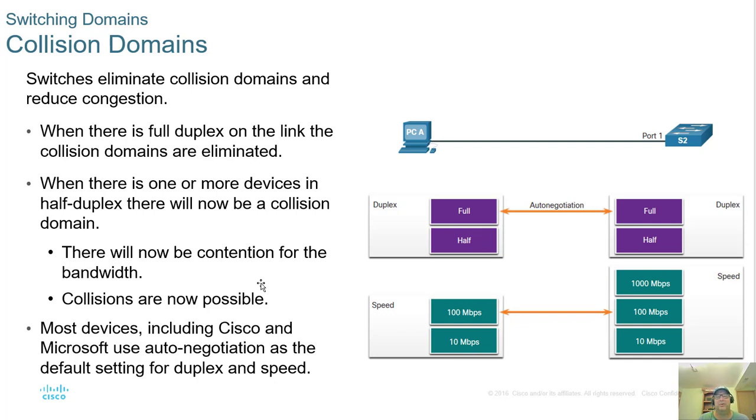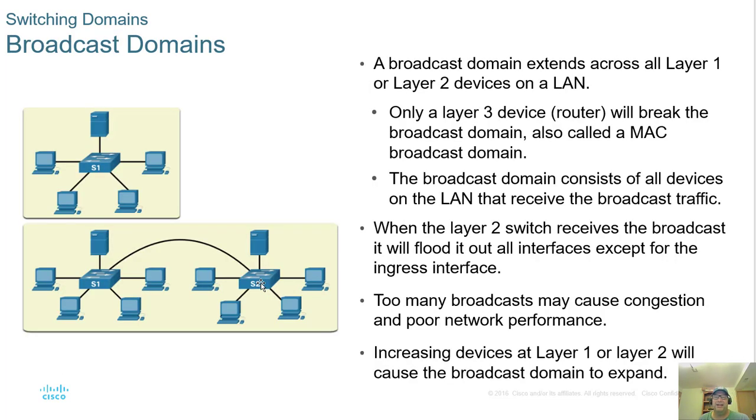So every device is in what's called its own collision domain. If you wanted to count how many collision domains there were connected to a switch, just count the number of cables coming out of the switch. That's how many collision domains there are. The other thing that they want to talk about is broadcast domains. Broadcast domain just means this: how many devices are going to receive broadcast messages?